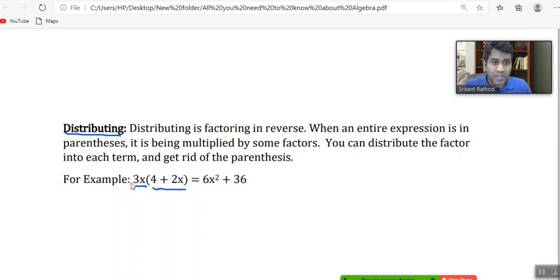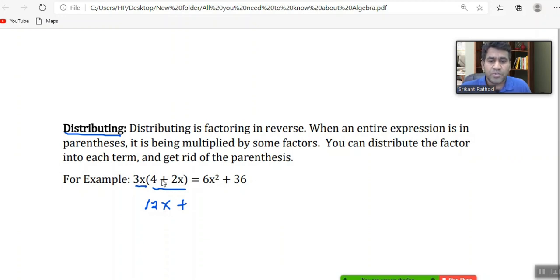Sometimes students make the error of multiplying only the first term and forgetting to multiply the second term, or the third term if available. You have to multiply the term which has been factored out by the entire expression inside that bracket, right? So 3x times 4 is going to be 12x, plus 3 times 2, which is going to be 6.